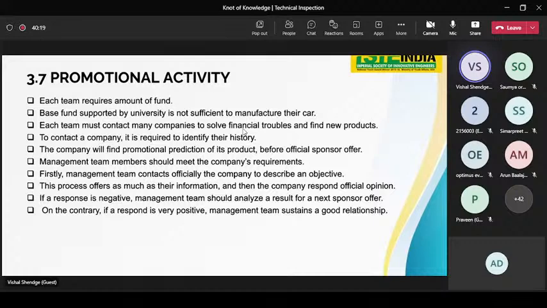Firstly, the management team contacts the company officially to describe the objective. This process offers as much information as possible, and then the company responds with an official opinion. If the response is negative, the management team should analyze and work on that for their next sponsor offer. If the response is very positive, the management team sustains a good relationship with them.